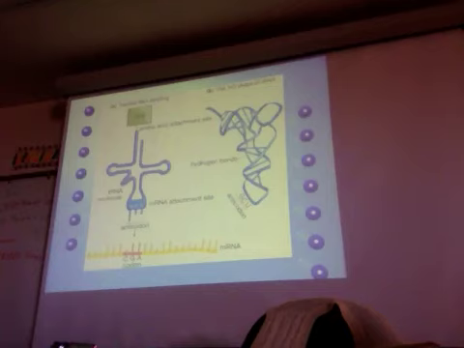Okay, shoot. How do they determine which amino acid they're going to make? Like it's going to need glycine or glutamine.